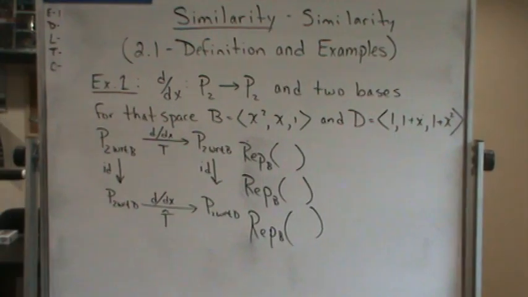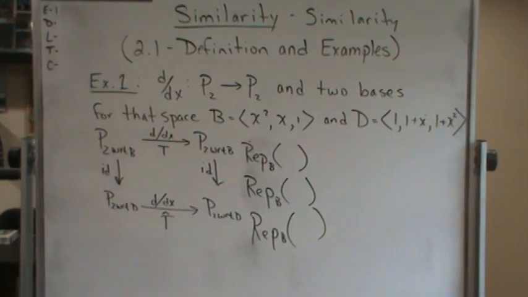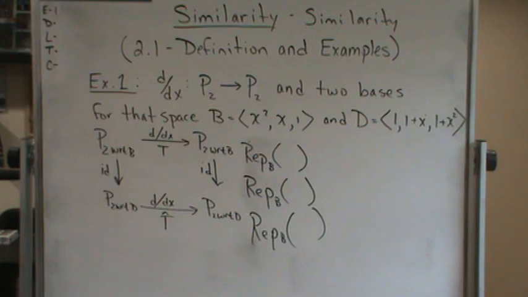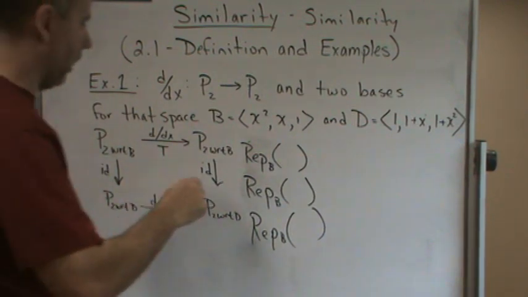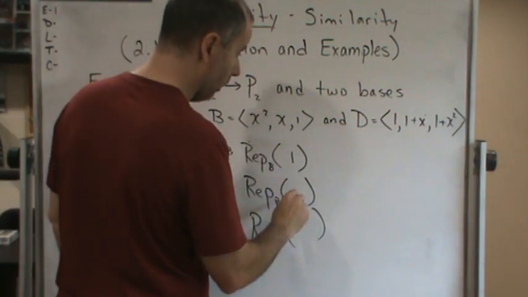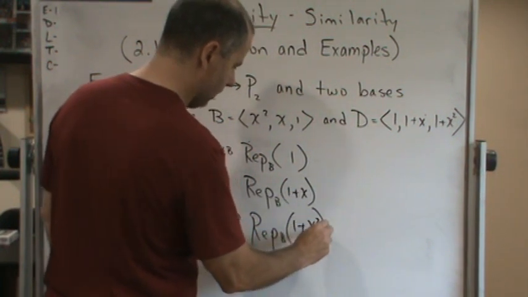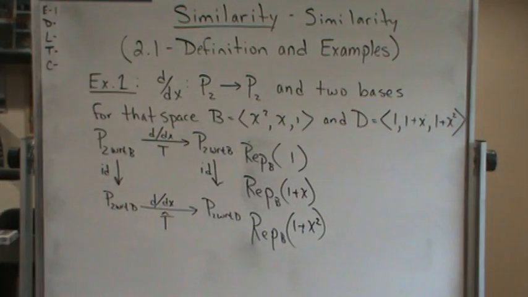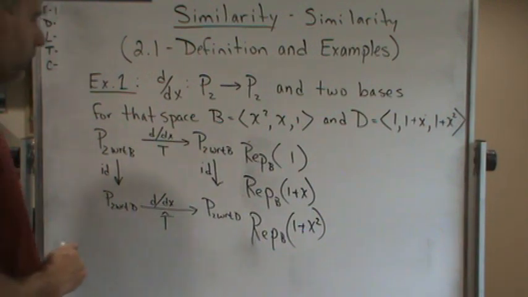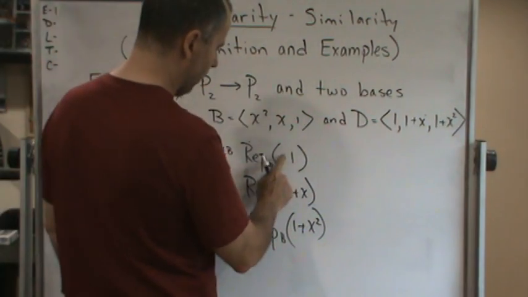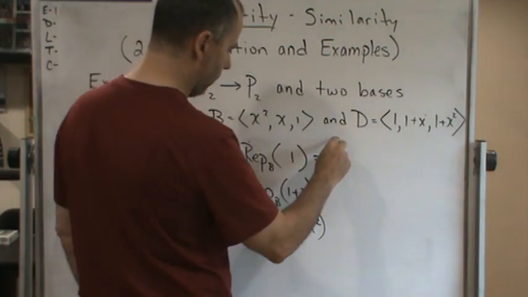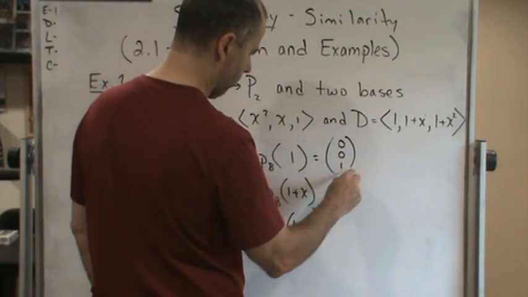Okay, so what we're going to do, we're going to use the elements of D with respect to B. And so the elements of D are 1, 1 plus x, and 1 plus x squared. And so now, with respect to these, how do we get 1? This is, again, straightforward. It's just going to be 0, 0, 1, right?